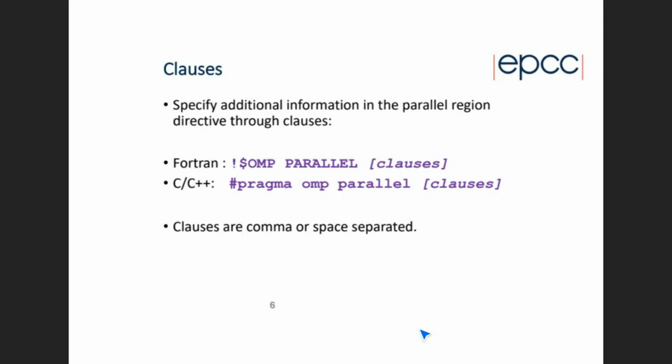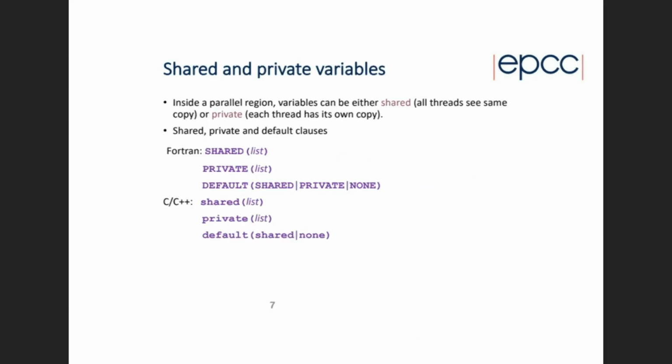So that's the absolute bare basic syntax for parallel regions. We can then specify some additional information in the parallel directive through what OpenMP calls clauses. This is extra syntax that goes on the end of the parallel directive. We can have multiple clauses, and you can either separate those with commas or spaces, whichever you prefer. And in particular, a use of clauses is to specify the behavior of variables as to whether they are shared or private.